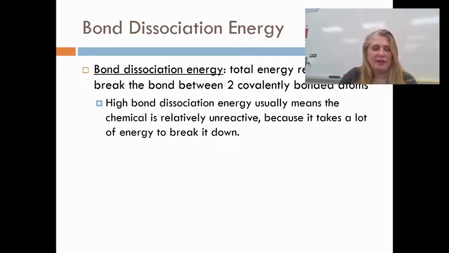High bond dissociation energy usually means the chemical is unreactive because it takes a lot of energy to break it down. So a good example is that nitrogen-nitrogen triple bond. That stores a lot of energy. We know that nitrogen is completely inert, but when you do break those bonds, such as in TNT, when you can break those nitrogen triple bonds, a lot of energy is involved.